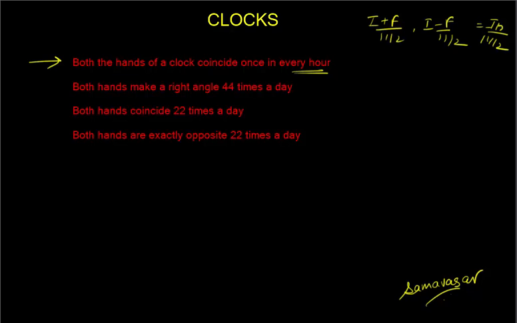Now both hands make a right angle 44 times a day. How do I get this 44 number? When we were doing the questions of 90 degree, you saw that there are 2 times between each hour when the hands are forming 90 degrees. Now we're talking about a day, so let's talk about 12 hours first. So it should actually be 12 into 2, which is equal to 24 times.